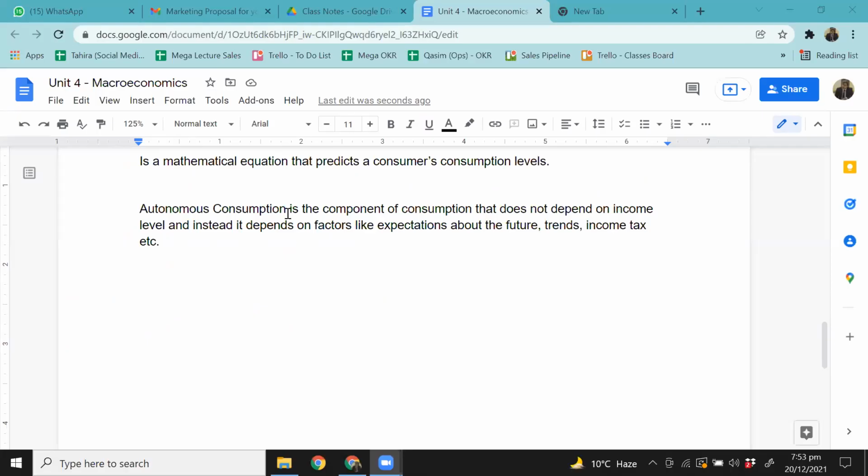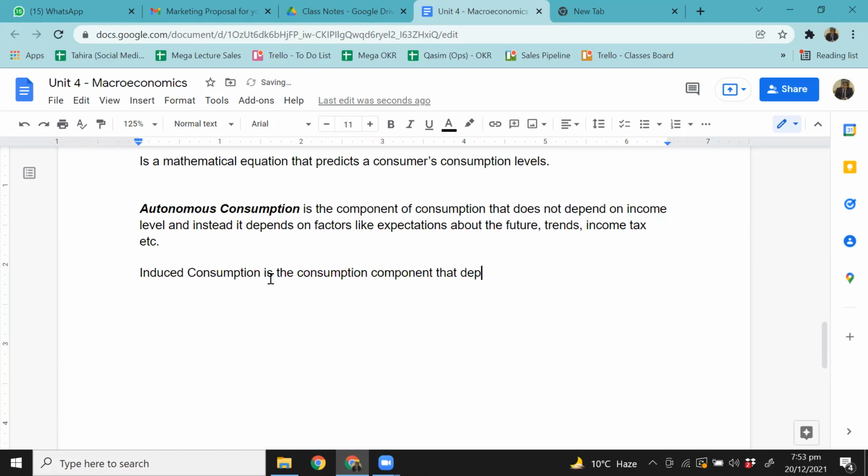Right? So autonomous consumption is the component of consumption that does not depend on income level, and instead it depends on factors like expectations about the future, trends, income tax, etc. Then the other component, which we call induced consumption, depends on income. Does it make sense?